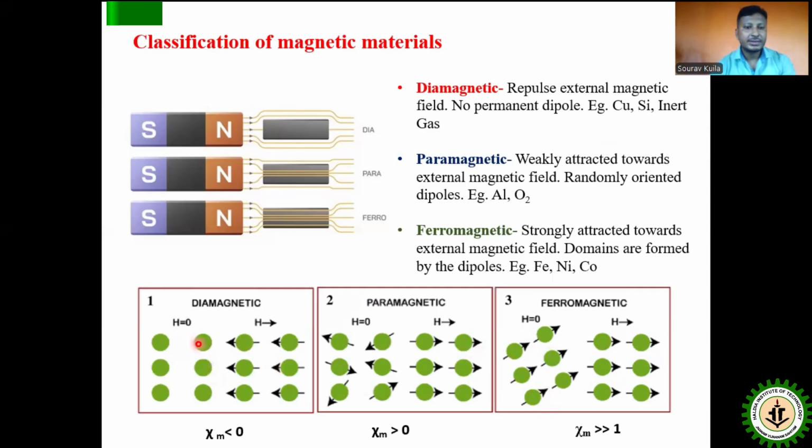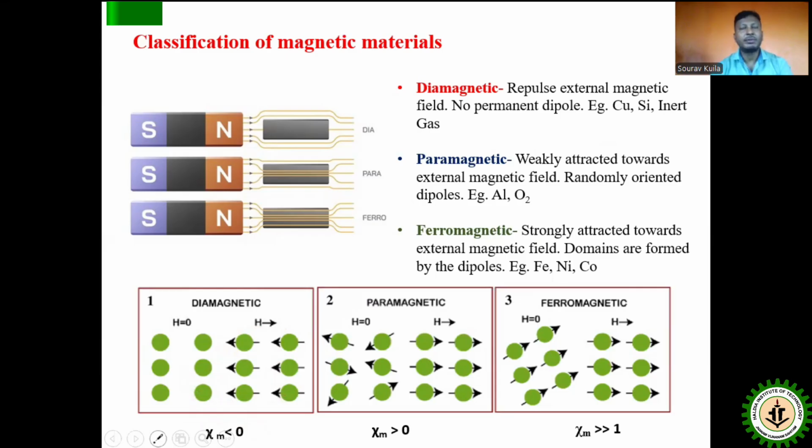In this image, you can see that for the diamagnetic case, when you apply an external magnetic field, the dipole moments align just opposite to the applied magnetic field. That's why it is repelled from the applied magnetic field, and this type of material is called diamagnetic material. Here chi m is less than 0, that is, chi m is negative.